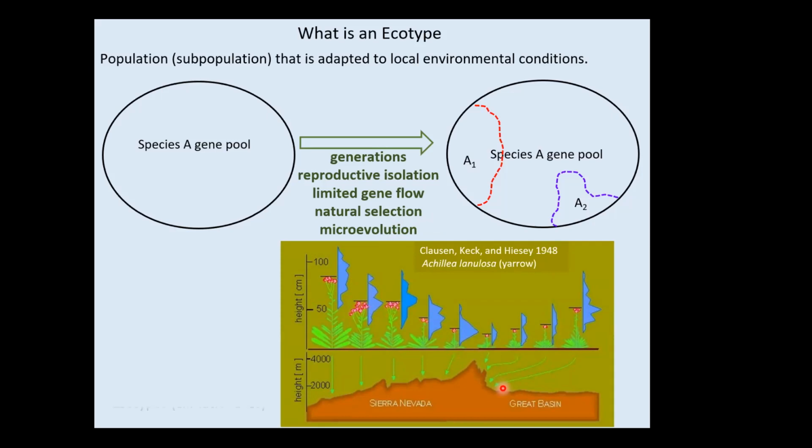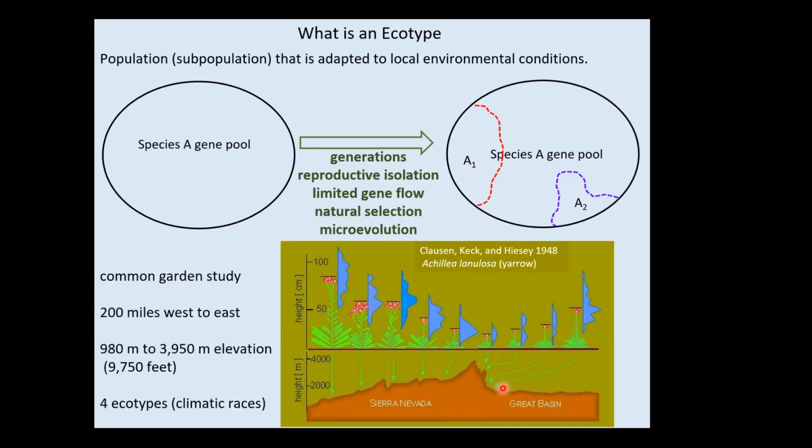The way to study ecotypes is to do a common garden study, where you take seeds or cuttings from plants from different places, as they did here. I think they took seeds from these different spots and took them back to Stanford University and grew them in a common garden. And the idea is that the plants you grow in a common garden are now growing in the same exact environment.